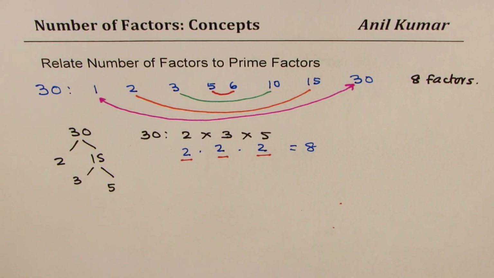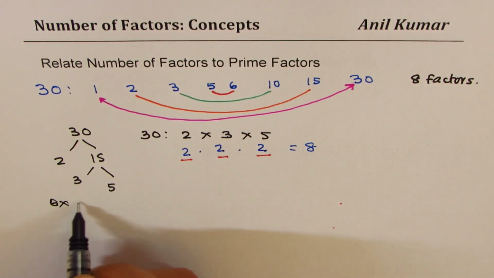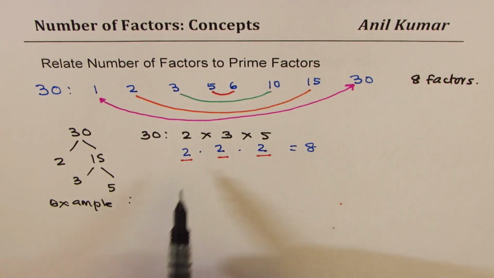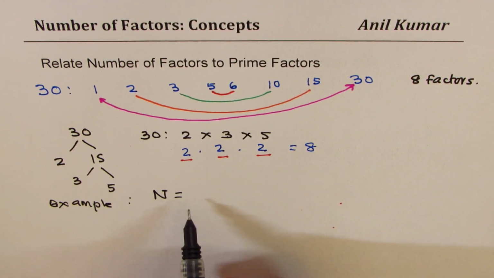So without even doing that factor tree kind of a thing, we could arrive at the result. Do you agree with me, right? So that is how it will be working. So let me take one more example, and this is kind of interesting. So I'm not taking a number, right? So I'm just saying n is my number, and I'm writing its factors.